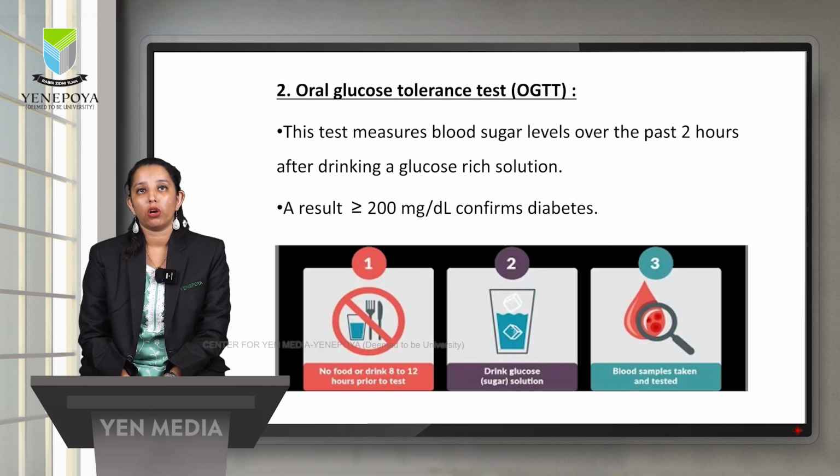Oral glucose tolerance test. This is a test where a person is given a glucose load, and fasting as well as at different periods of time, blood as well as urine samples are collected, and the tolerance of the person to the glucose given is estimated. This test measures the blood glucose level over the 2 hours after drinking a glucose-rich solution, and if the person's level goes above 200 mg per deciliter, it confirms that the person is diabetic.